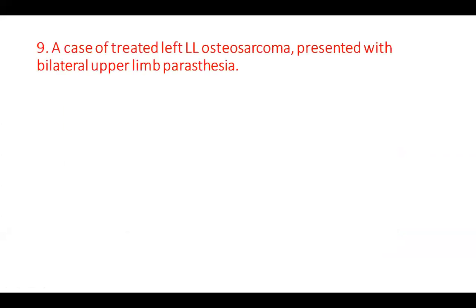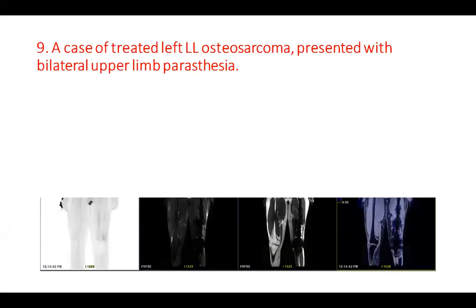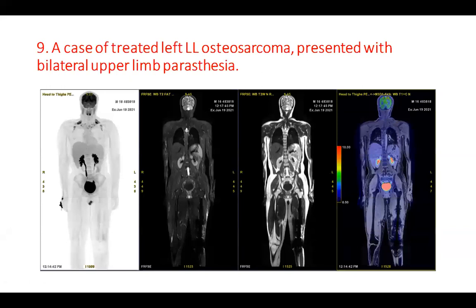The last case here is of a treated left lower limb osteosarcoma. The patient presented with bilateral upper limb paresthesia. Now this is the whole body MRI and PET study. We can see that the patient was treated by surgery and prosthetic replacement. So we can see the inevitable metallic artifacting appreciated at the left lower limb.